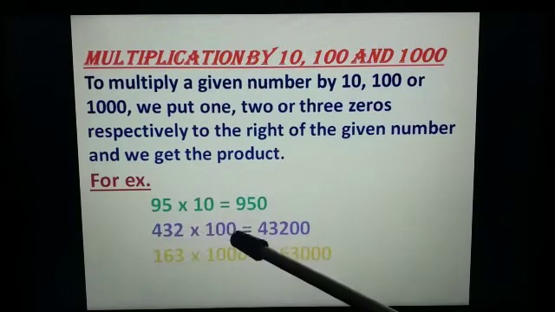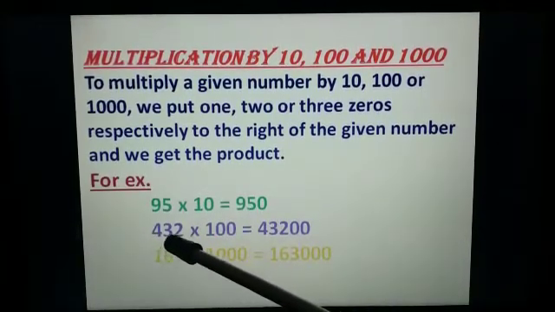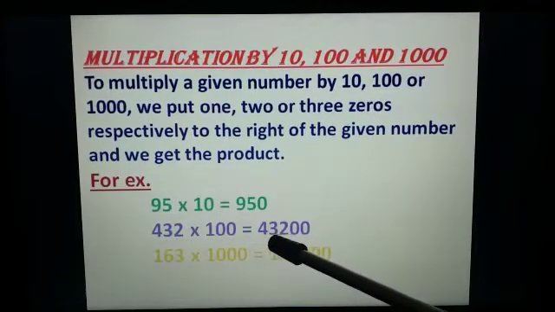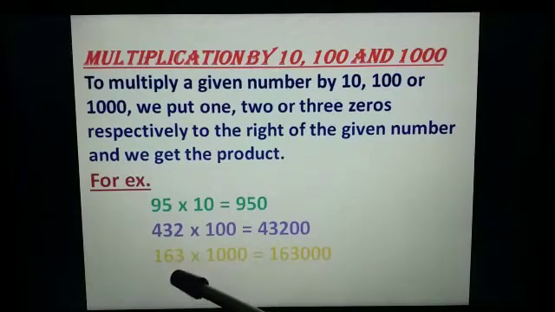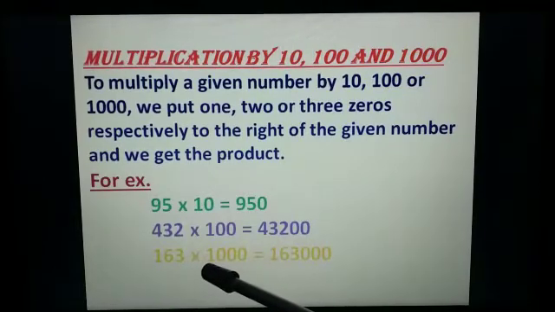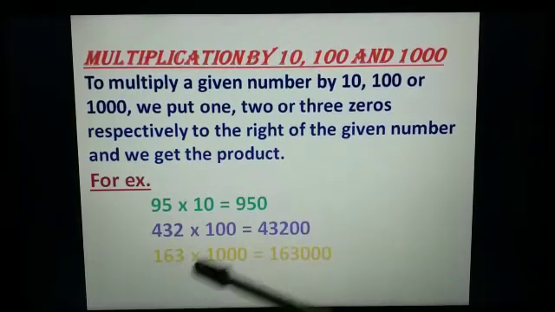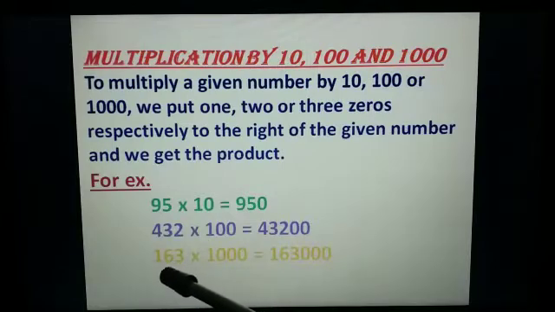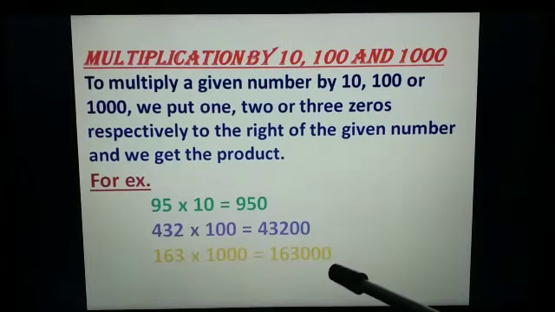432 into 100. There are 2 zeros in 100. That means we have to put 2 zeros after the number 432. So the product will be 43,200. If we multiply a number by 1000, how many zeros in 1000? 3 zeros. So we have to put 3 zeros after the number 163. 163 and 3 zeros. That means 1,63,000.